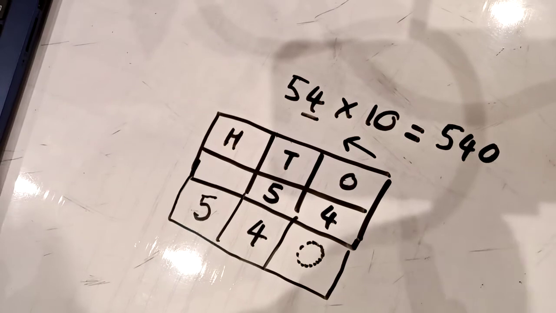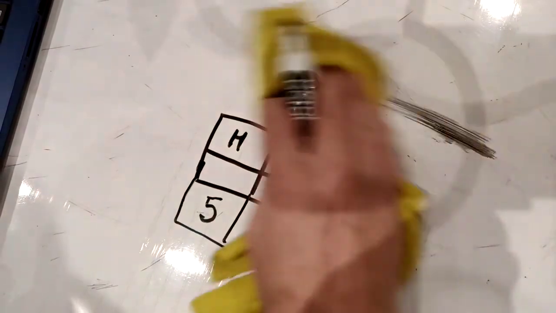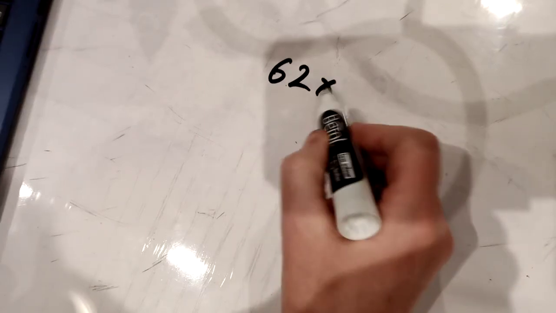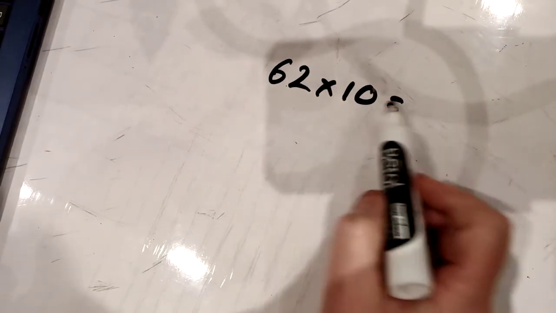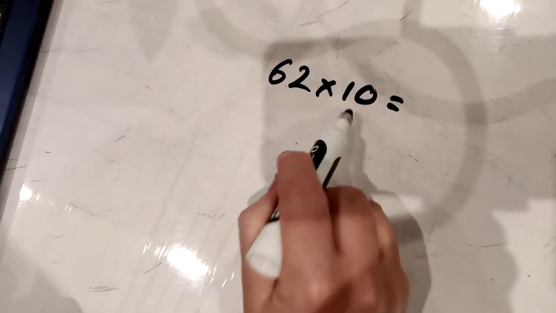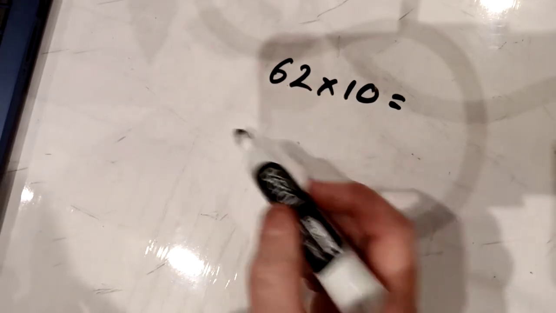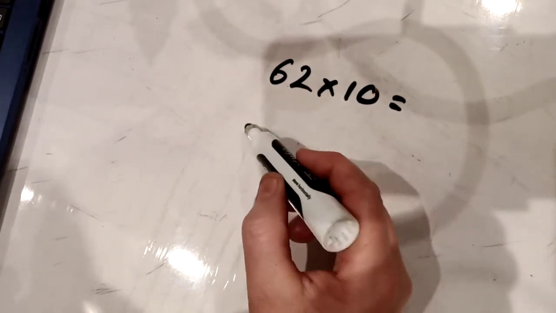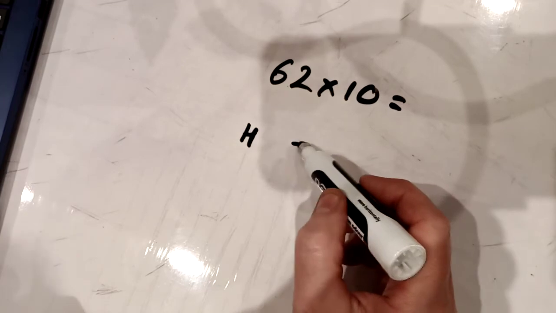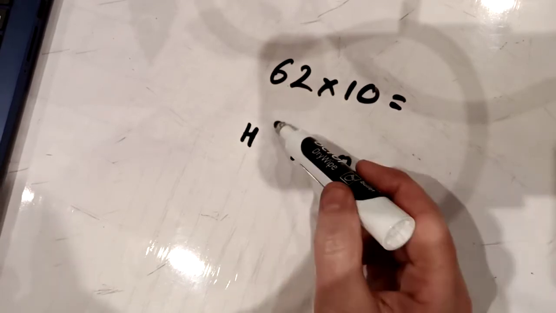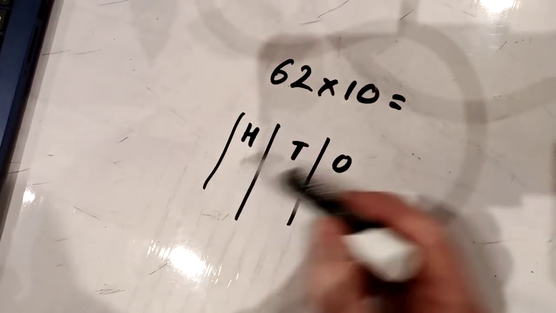Okay. Right, let's have a look at another one. This time let's go for 62 times by 10. We need to make 62 10 times bigger. Right, let's draw our place value grid. We've got hundreds, tens and ones.